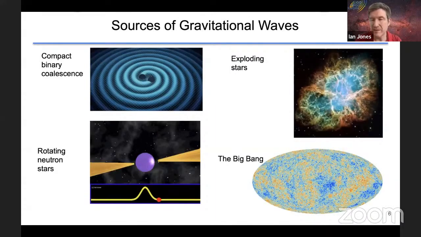Bottom right, this is a famous picture. It's a picture of the electromagnetic microwave background. This is some electromagnetic radiation left over after the Big Bang. It tells us what the universe was like when it was about 380,000 years old.